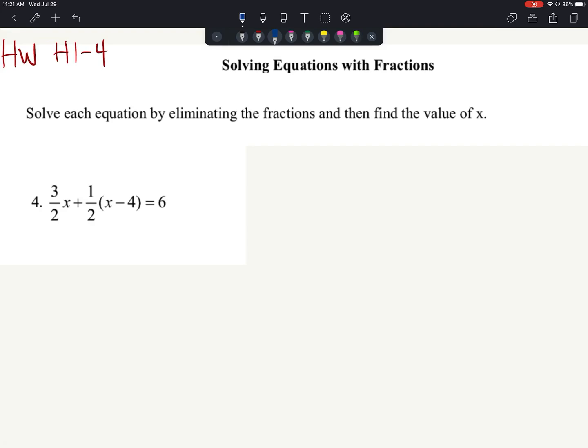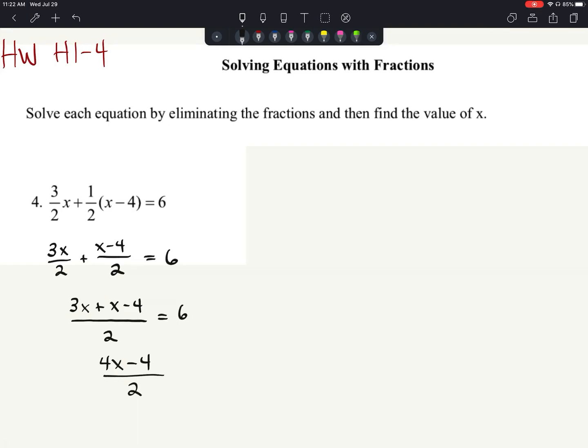Now something I want to point out to you, at some point you may see problems written like this. 3/2 x is the same thing as 3x over 2. And 1/2 times the quantity of x minus 4 is the same thing as x minus 4 over 2. Right, so you could see it like that. You could even take this here, if you're thinking about it, you've got the same denominator there. So really, this is the same thing as saying 3x plus x minus 4 all over 2 equals 6. And you could combine your like terms there and have 4x minus 4 over 2 equals 6.